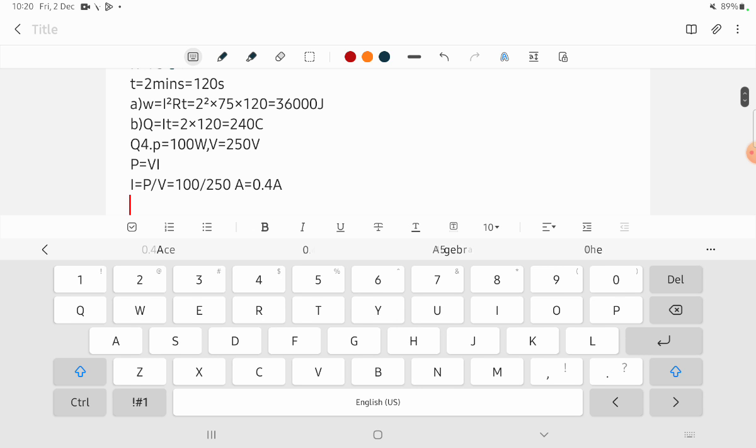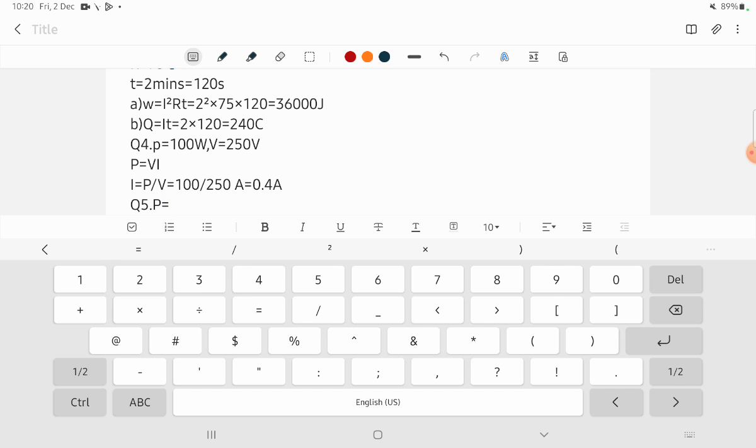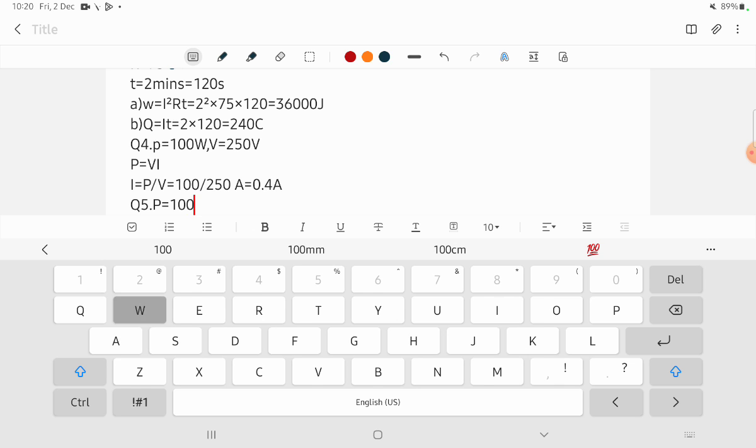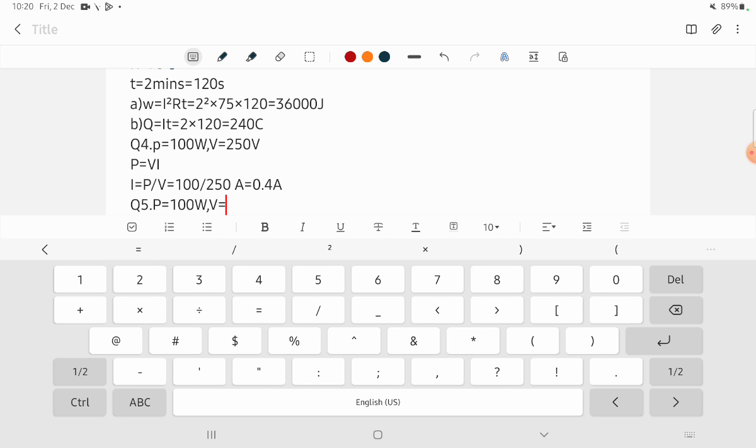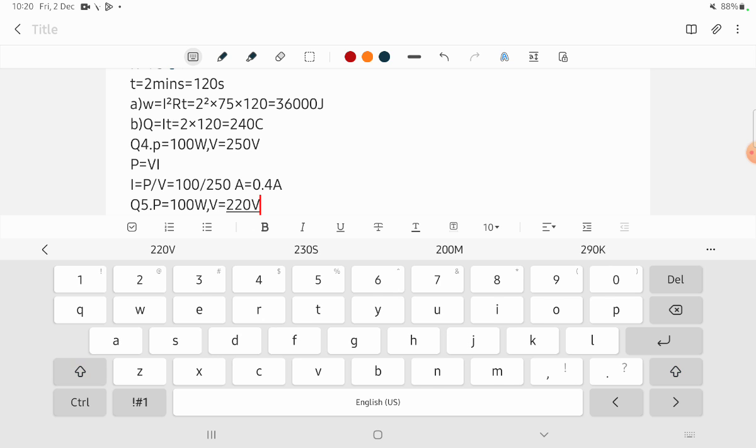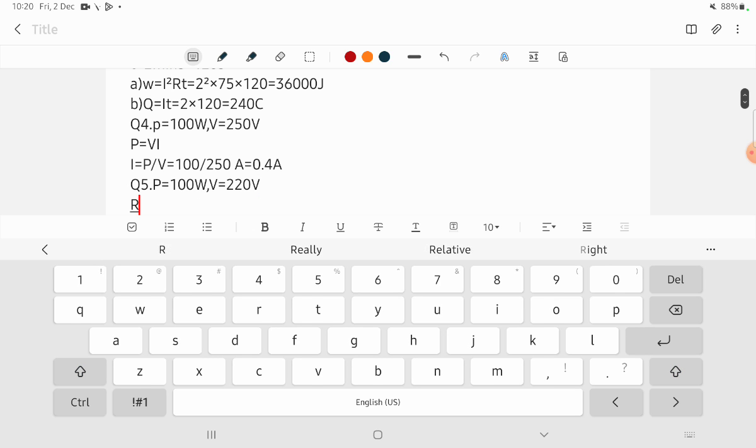Next, question number 5. An electric bulb is rated 220 volt 100 watt. What is its resistance? So again we write the power rating given, 100 watt, then voltage given, 220 volt. You have to find out resistance.